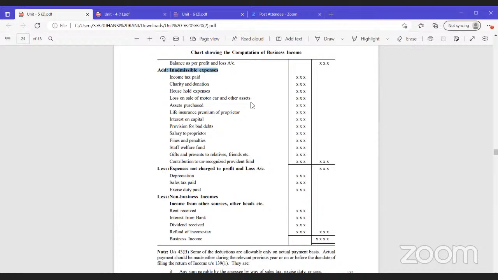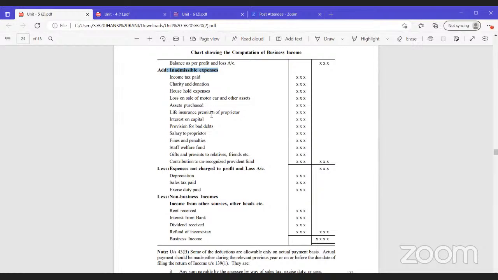We may sell our refrigerator after 15 or 20 years, but do we sell daily? No. If we sell daily, then that will be our business. But loss on sale of motor car or any other asset is not our business expenditure. Assets purchased: even purchasing a refrigerator is not our business. We purchase only once. Mostly middle class and lower middle class will purchase only once in their lifetime. So assets purchased is not a business expenditure.